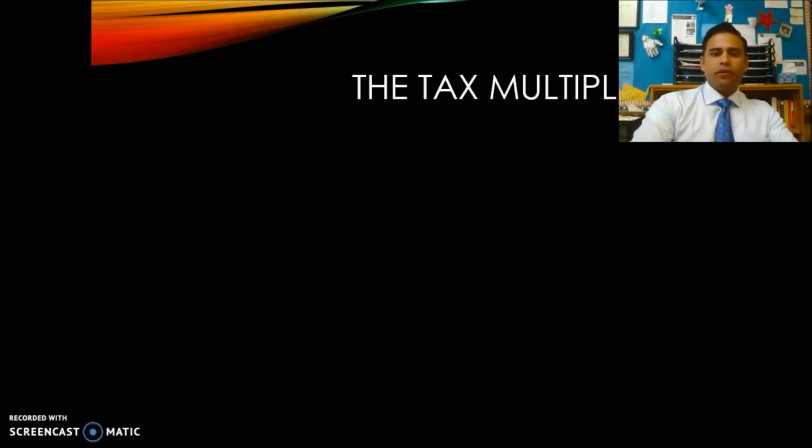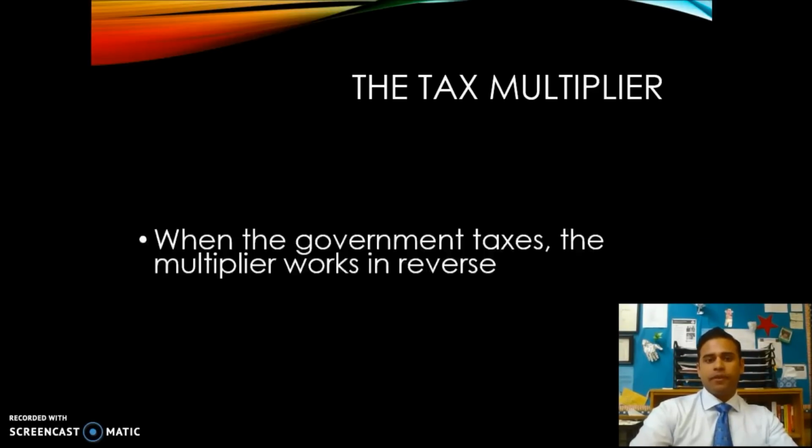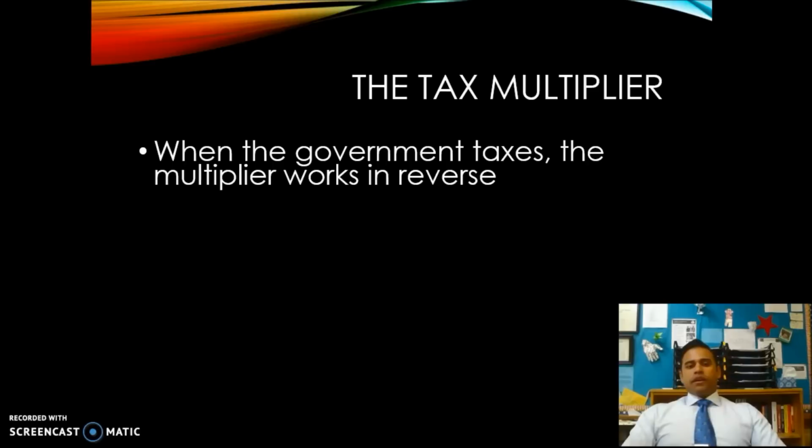So let's talk about what happens if taxes change. We have something called the tax multiplier. If the government raises your taxes, the multiplier kind of works in reverse, meaning the amount of money being taken out of consumers' hands gets multiplied out. So you end up with this negative impact on spending. Does that make sense?